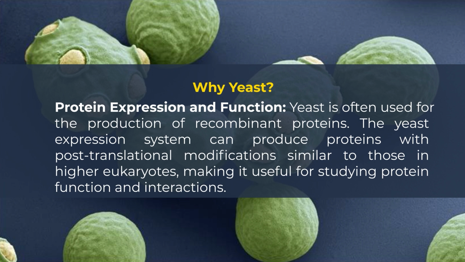Yeast is often used for the production of recombinant proteins. The yeast expression system can produce proteins with post-translational modifications similar to those in higher eukaryotes, making it useful for studying protein function and interaction. What we are talking about right now is why yeast is used as a model organism. Why is it an ideal system to study for research or for an industrial application?